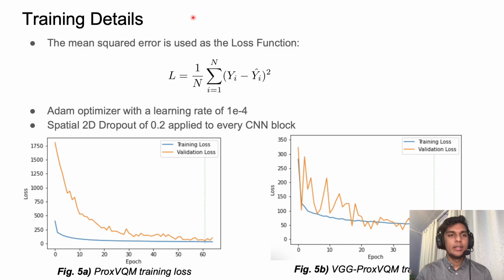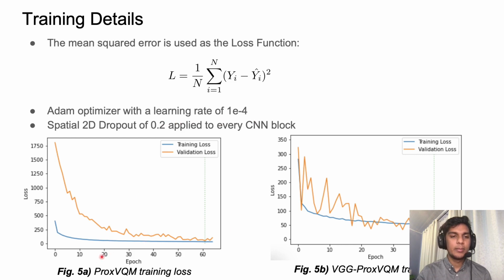For training, we use the mean squared error as the loss function. We also use the Adam optimizer with a learning rate of 1e-4 as the gradient optimizer. We also use spatial 2D dropouts with a probability of 0.2, and this allows us to simulate more data when training.